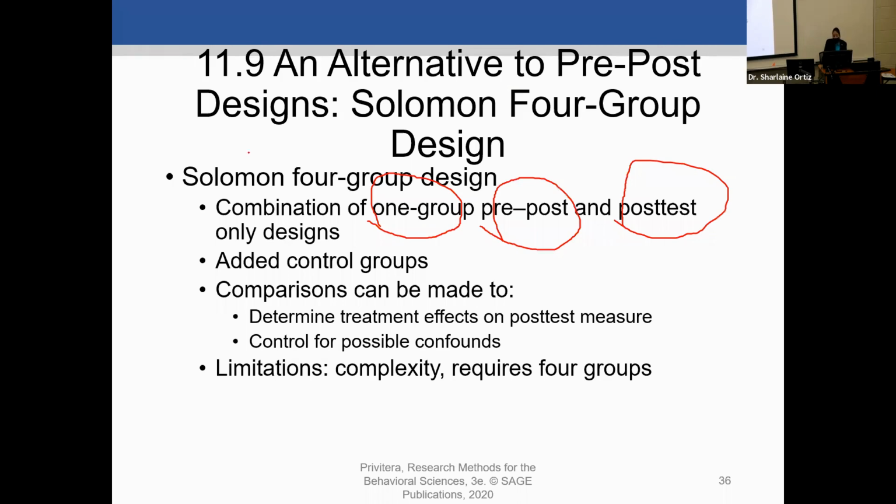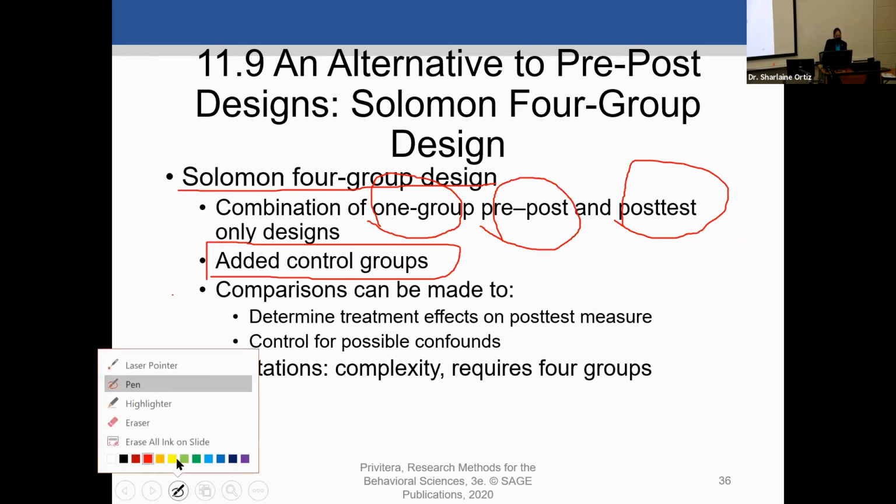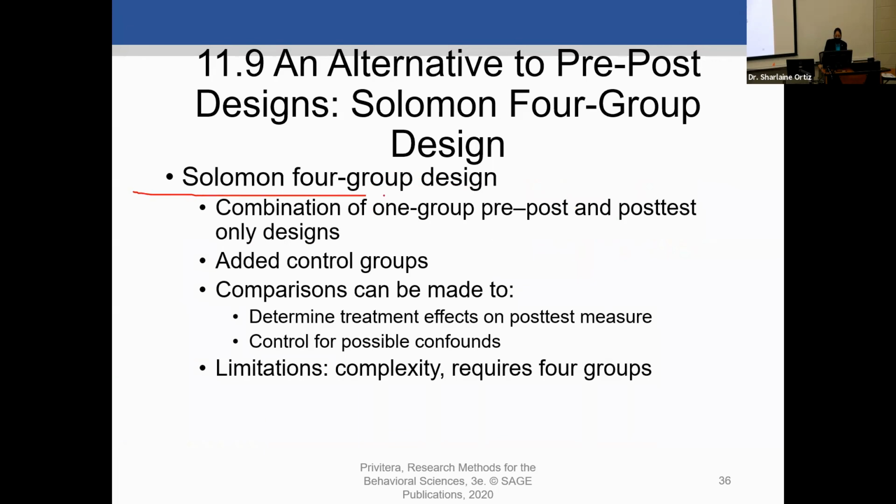Perhaps the most interesting characteristic of the Solomon four group design is that you are adding control groups. You are adding even more control groups. One of the intents of the design is that we want to use it so we can conduct comparisons, say for example, to determine the treatment effects of the post-test measure.